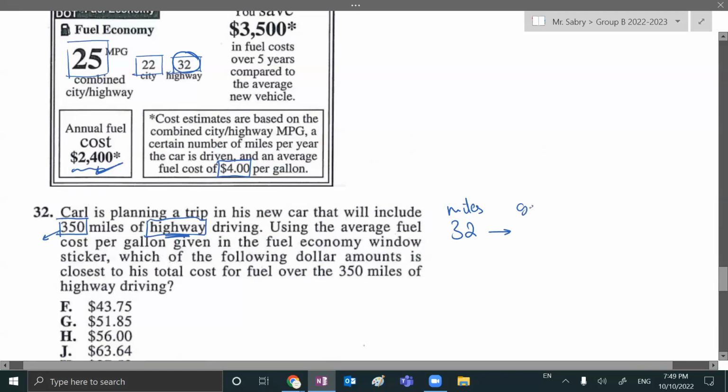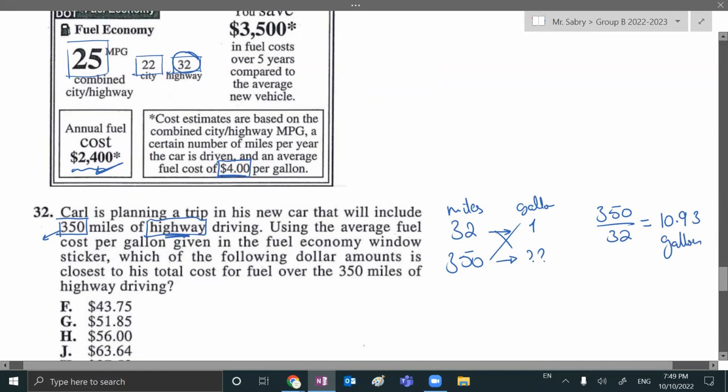in each gallon. So 1 gallon will make me move for 32 miles. If I need to move 350 miles, how many gallons will be there? I'll just cross multiply, or in other words, I just need to divide 350 by 32. That would get me the amount of gallons needed. So 350 divided by 32. It's 10.93. I'll use 10.93 gallons.